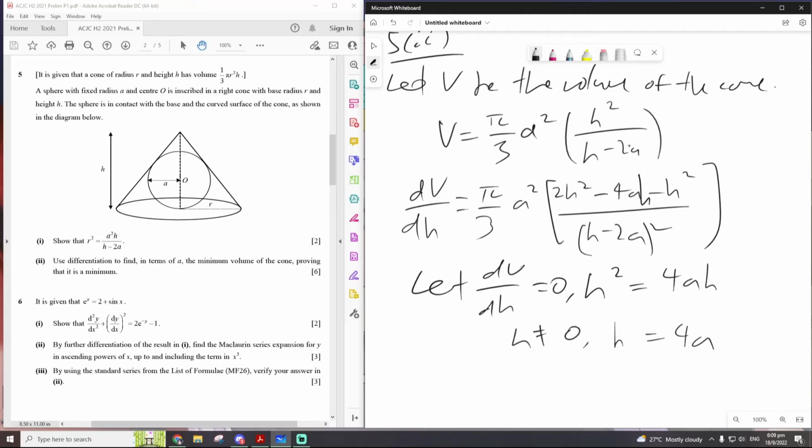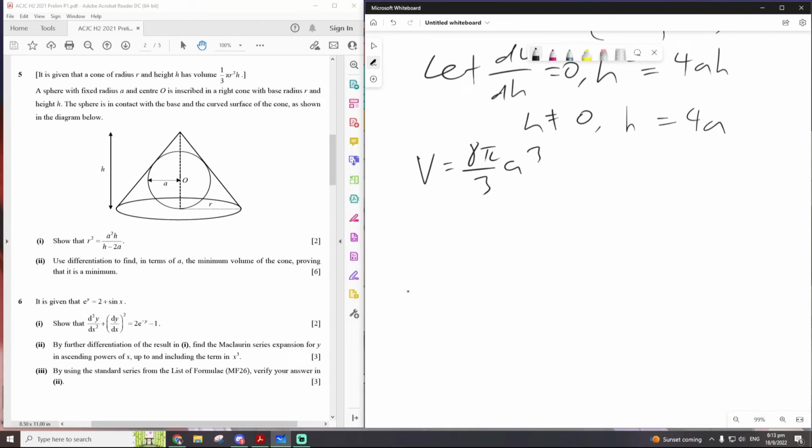Okay, so find the volume. This is going to be 16a squared over 4a minus 2a, right? So this is 8a. So 8 pi over 3 times a cubed.